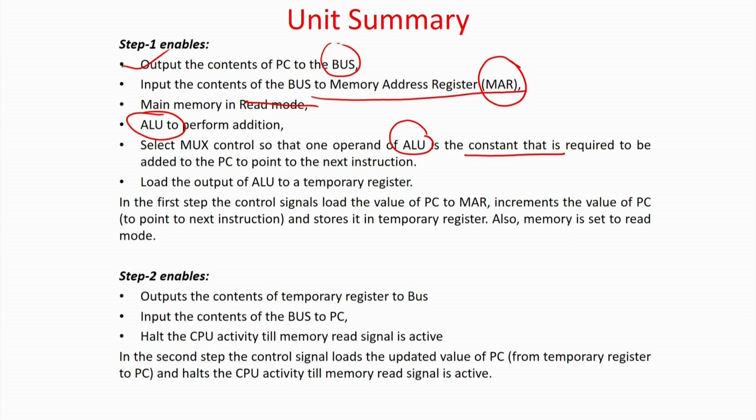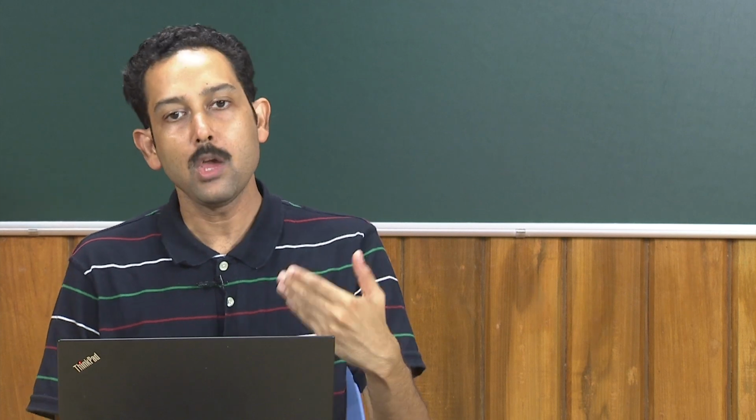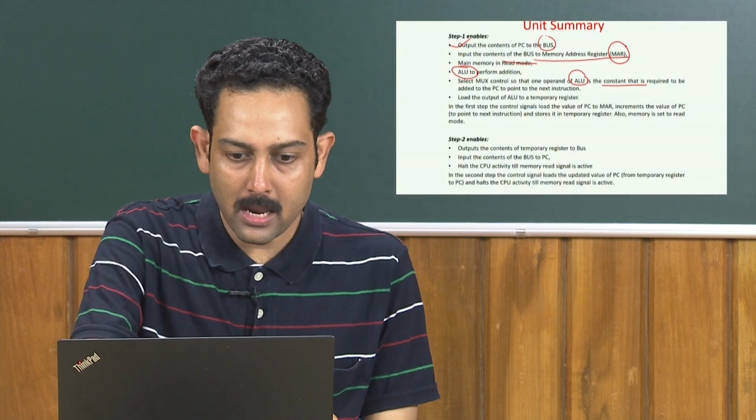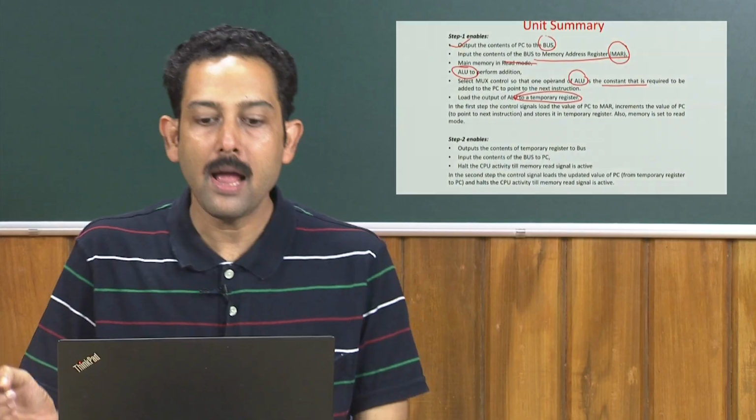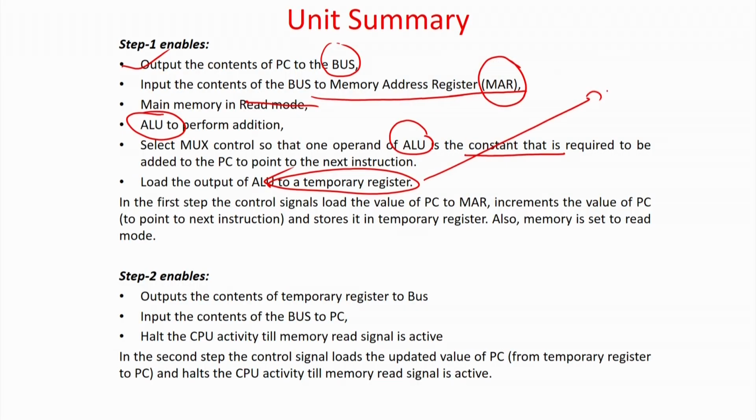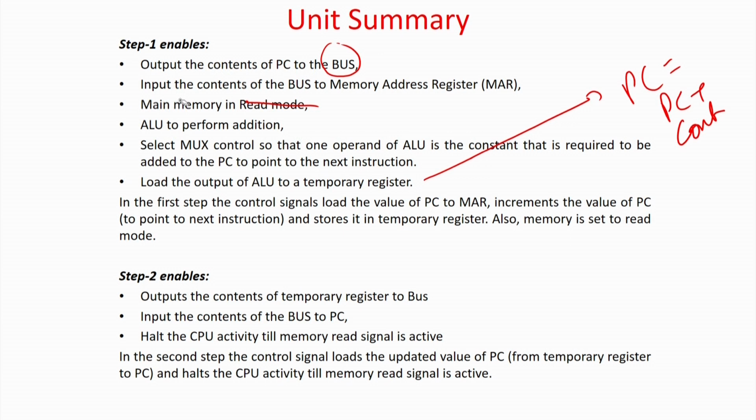The constant value here is nothing but the length of that instruction. That means by adding it to the present value of the program counter, you will point to the next instruction. Then you will load the value of the ALU to a temporary register. So, the temporary register now has the value PC equal to PC plus this constant. So, what have we done in the first stage? If you look at the last comment, it says: in the first step load the value of the program counter to the memory address register, increment the value of PC and store it in a temporary register.